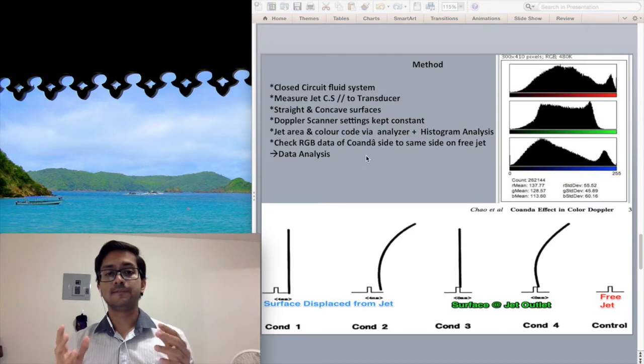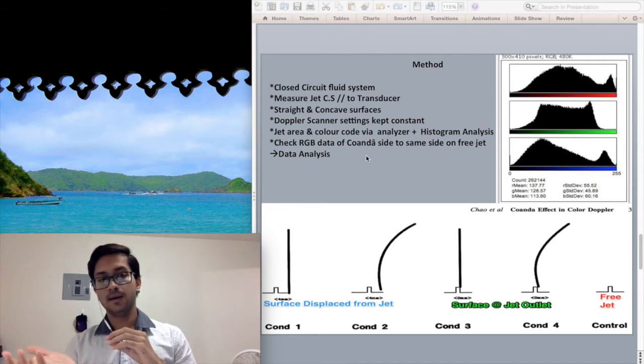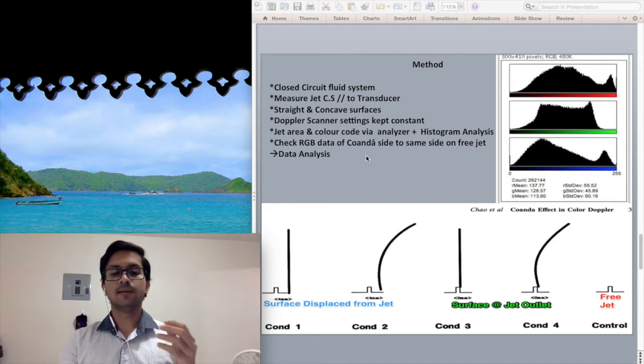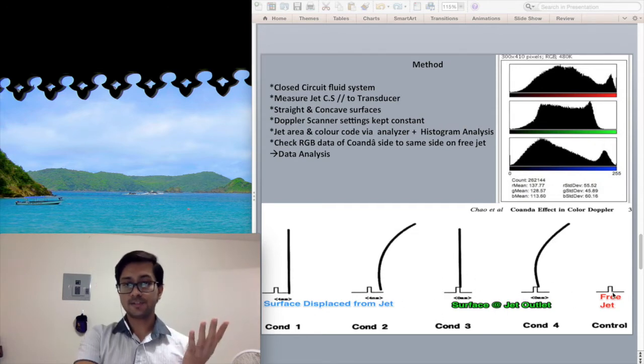They modeled this in vivo system in vitro by creating a closed-circuit fluid system using a continuous flow pump to drive fluid through an outlet into a receiving chamber. At the outlet, they established 4 different surface conditions using a smooth aluminum surface which was either straight or curved. The first 2, the surface was displaced from the jet by 4 millimeters. 3 and 4, they were at the point of incidence of the jet, and a free jet as the control.